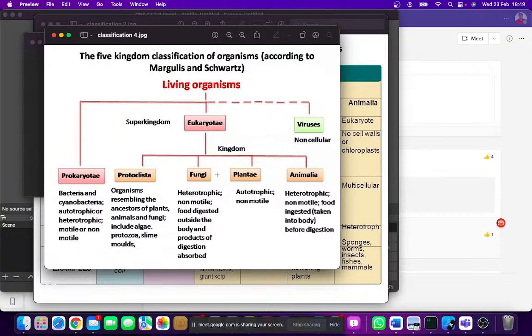So you also have the fungi, some of them feed on products of digestion. So we also have the organisms resembling ancestors of plant, that's the protoctista. Okay, so take note of these other classifications as well.